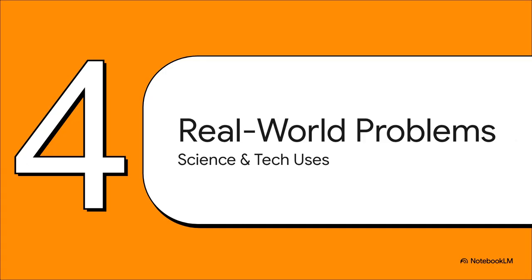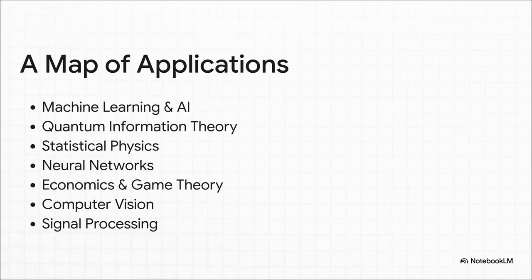Okay, so this is all really cool theory, but you're probably wondering, so what? What's the actual payoff? Where do these maps lead in the real world? Well, let's take a look. I mean, the list of applications is just staggering. We're talking machine learning, AI, quantum information, statistical physics, neural networks, economics, computer vision, signal processing. The list goes on and on. This is not some tiny niche academic thing. This is a foundational toolkit for so much of modern science.